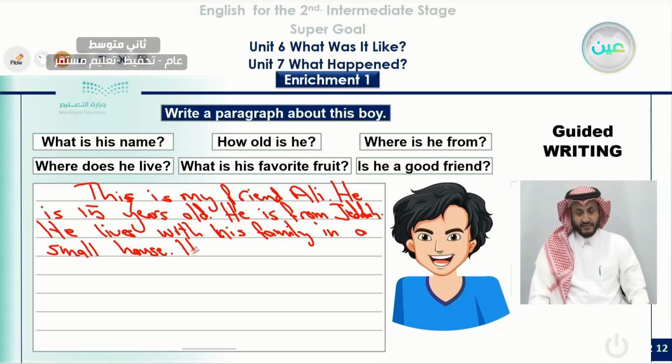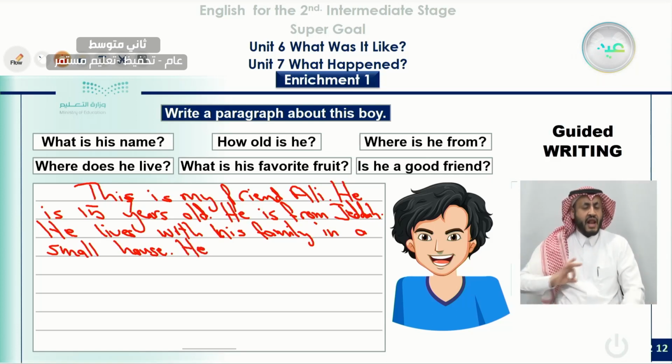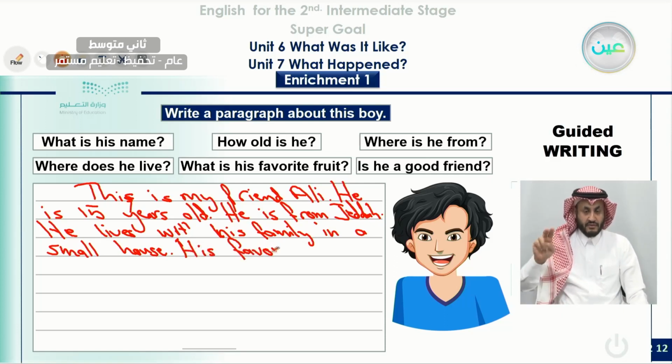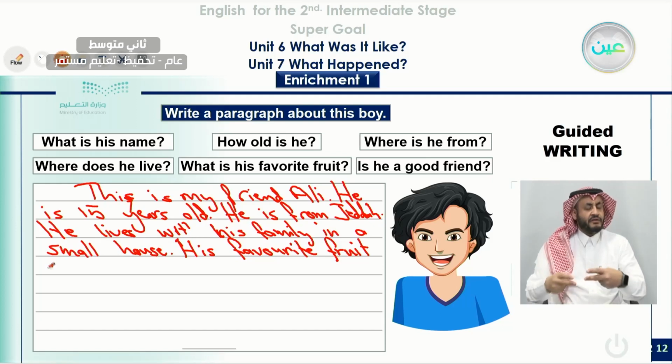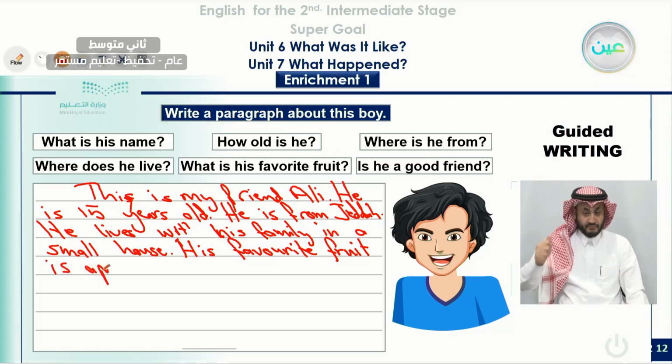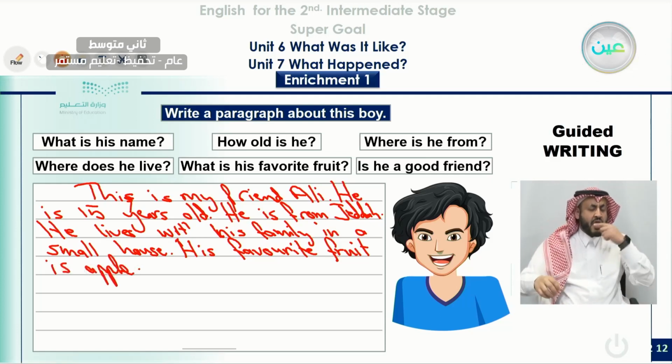Okay, where is he from? He's from Jeddah. Sorry, we answered this one here. What is his favorite fruit? We can say here, his favorite fruit, what is it? Is apple, for example. He likes apple. Okay, or you can change the form of the sentence.